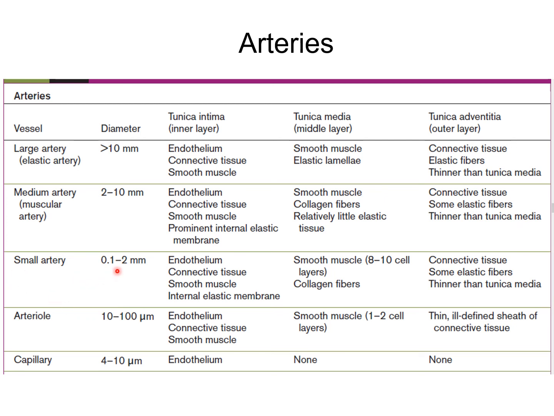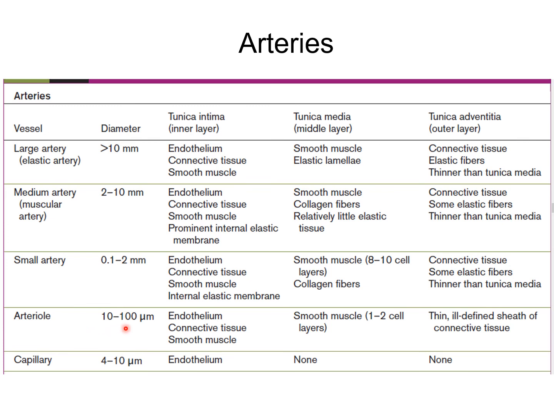Small artery, 0.1 to 2 millimeter in diameter, has endothelium, subendothelial connective tissue, smooth muscle, internal elastic lamina. The smooth muscle layer is 8 to 10 cell layers, and outside there are collagen fibers. The tunica adventitia contains connective tissue, some elastic fibers, and it is thinner than tunica media.